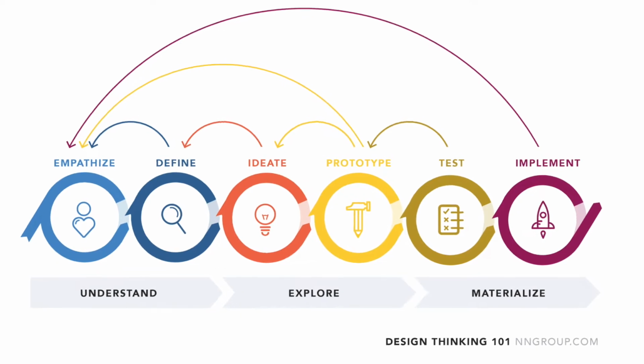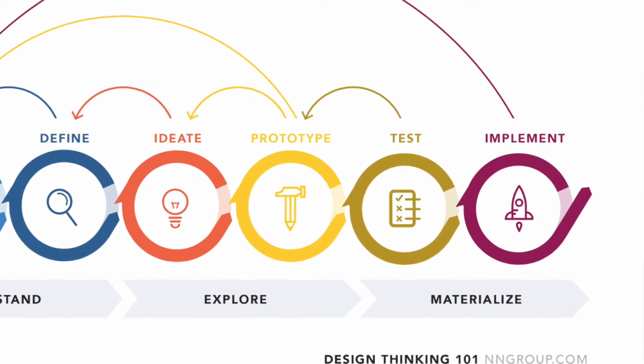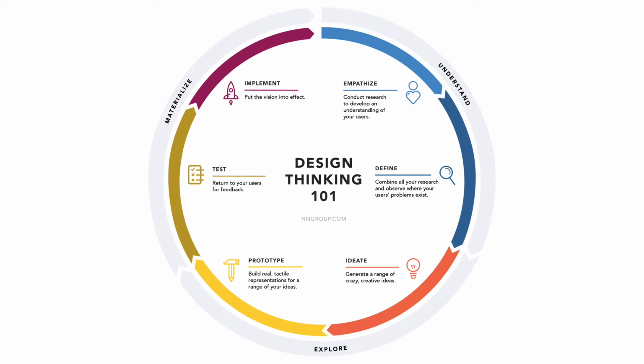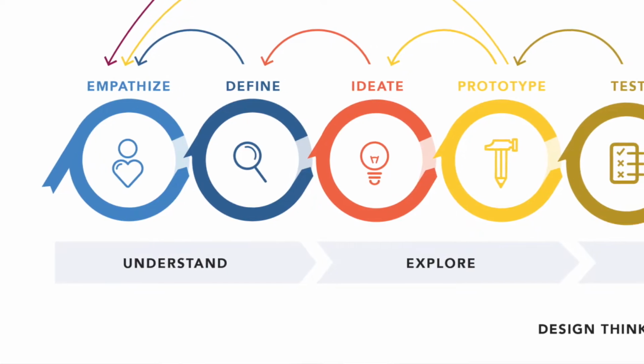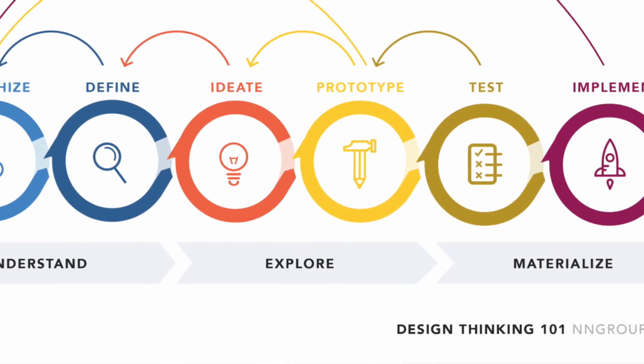Sometimes, depending on what you look at, there's another one at the end of those that says implement. And I think this is very important. And I'll get into more detail why I think that's important later. But overall, the steps are empathize, define, ideate, prototype, test, and then implement. You'll also see areas that say understand, explore, materialize, and these are, like I said, broad steps that are part of the product creation process.